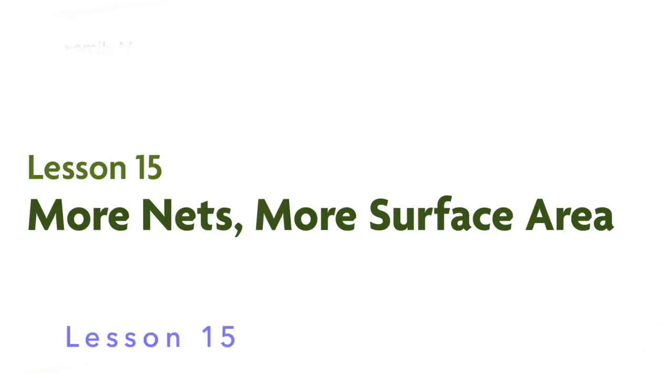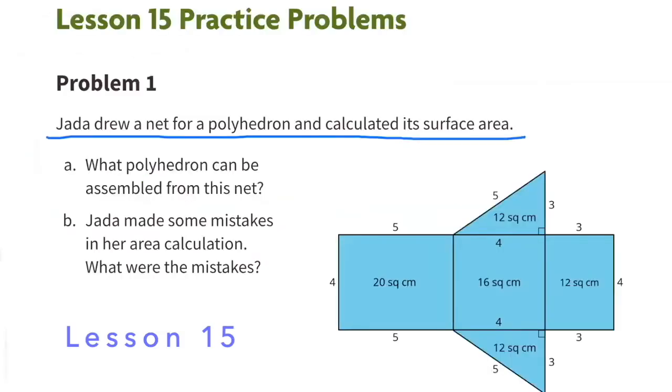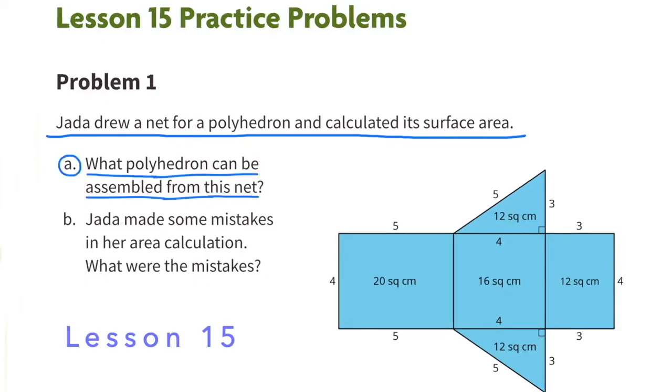6th grade, Unit 1, Lesson 15. More nets, more surface area. Number 1. Jada drew a net for a polyhedron and calculated its surface area. A. What polyhedron can be assembled from this net? A triangular prism can be assembled from this net.